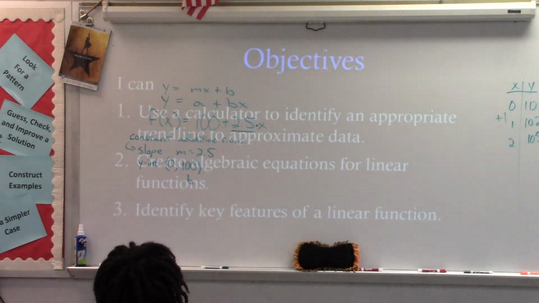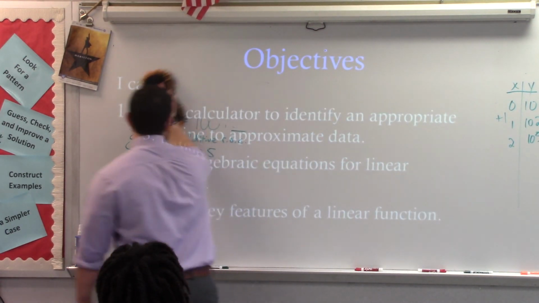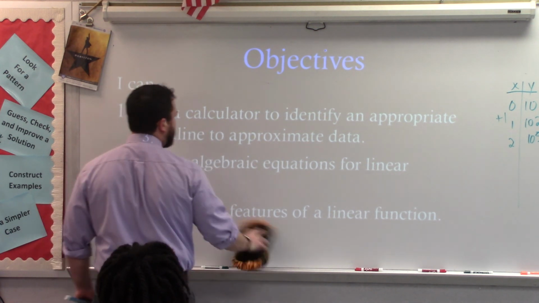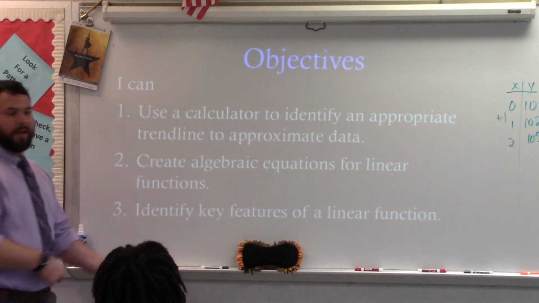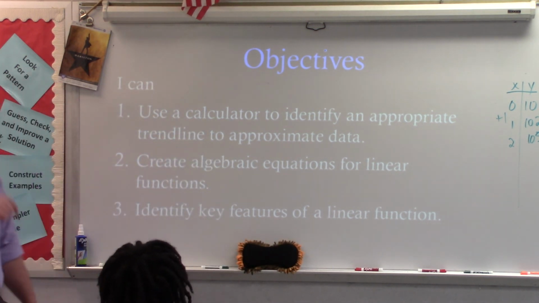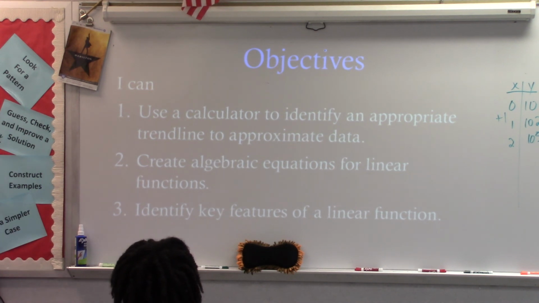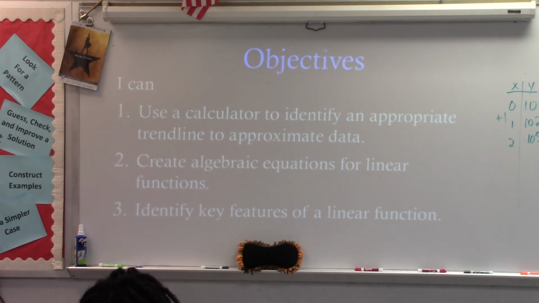Alright, so, objectives. Please note, we have several objectives with this. The first thing is calculator based. Also, I need you to pay attention to your objectives. It is hard to learn what you're supposed to learn if you don't know what you're supposed to learn. So, if you want to, on this sheet of paper, you might want to jot down these quick ideas to help focus your attention later. We want to use a calculator to identify an appropriate trend line to approximate data.